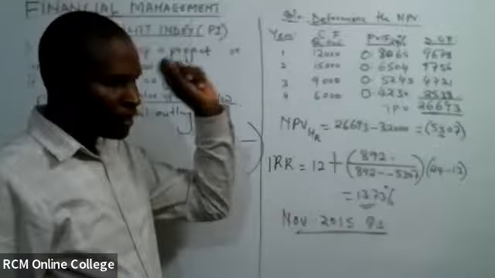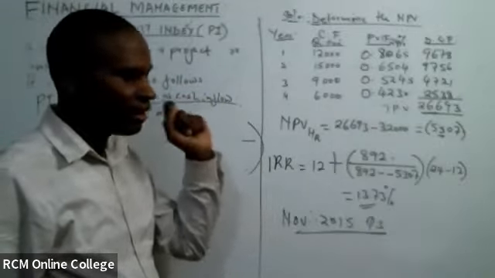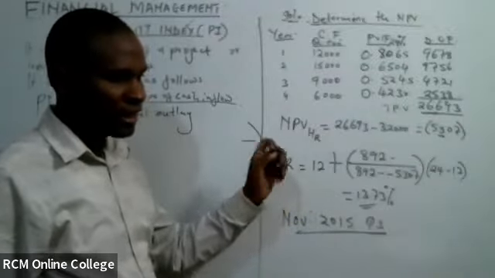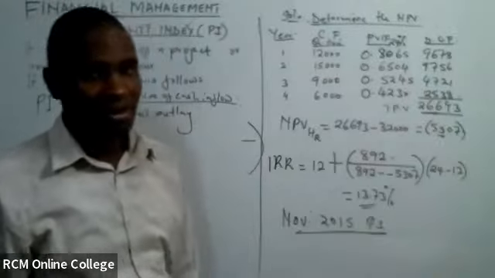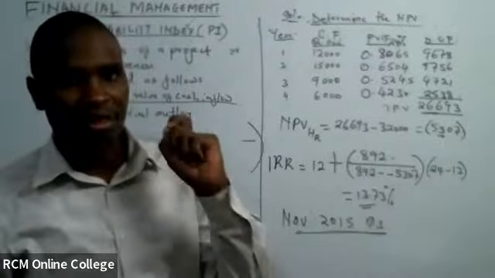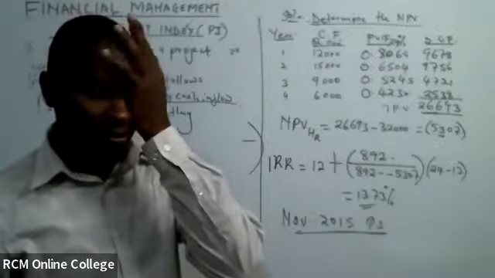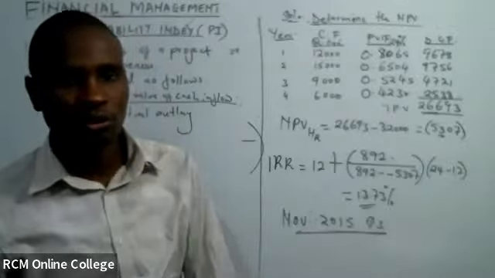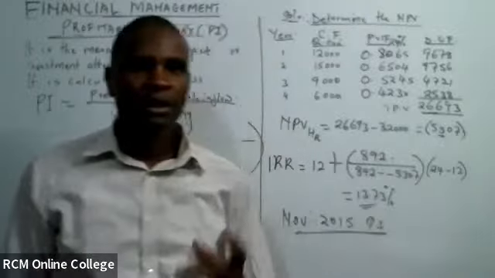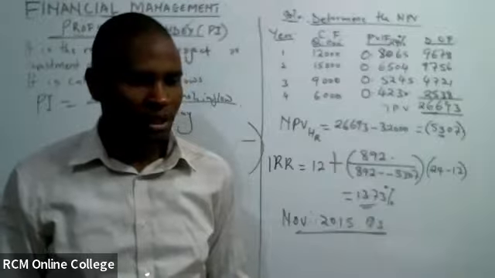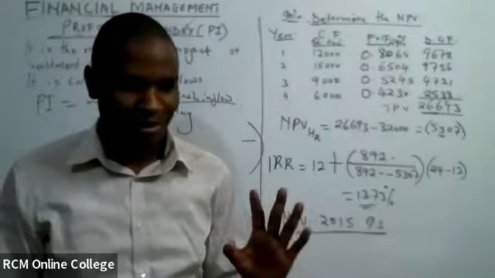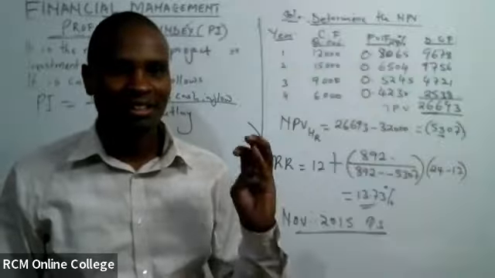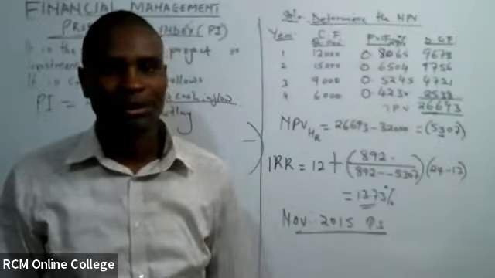For IRR, you can write the interpretation: if the IRR is greater than the cost of capital, accept the project. That is the decision rule. If the IRR is greater than the cost of capital, accept the project.